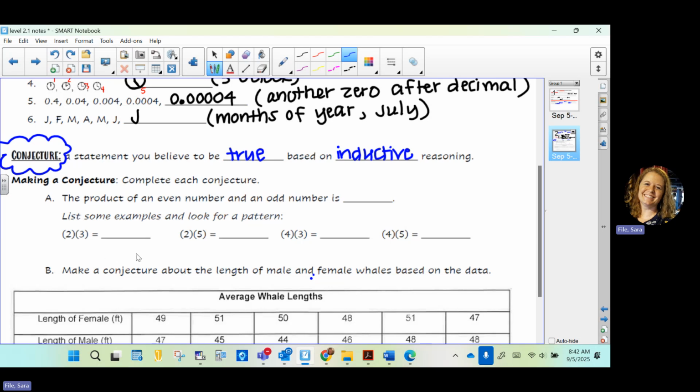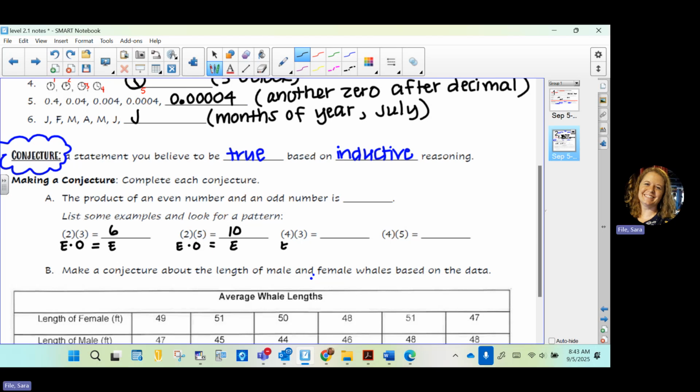Okay, so here's some examples of an even number. Remember, even numbers are multiples of 2, and odd numbers. Okay, so 2 is even, 3 is odd. What is 2 times 3? Is that even or odd? Okay, 2 times 5, that's an even times an odd. What's 2 times 5? Is that even or odd?